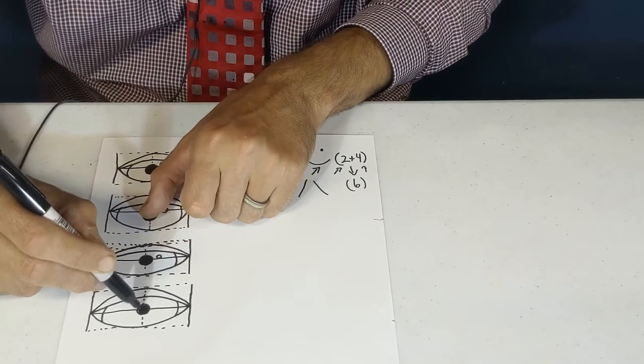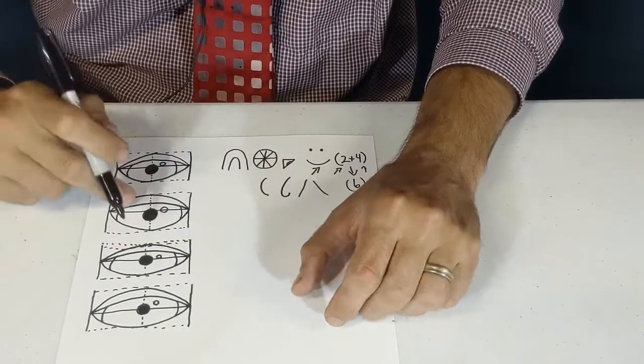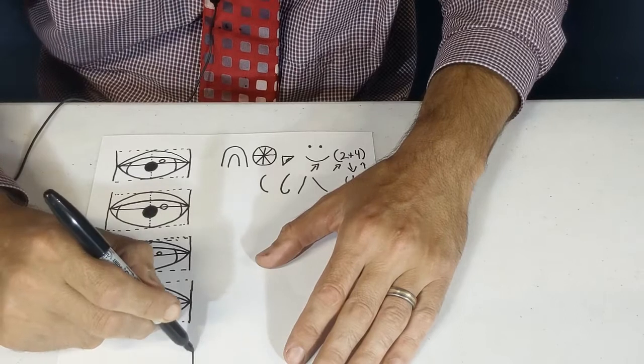Circle, circle. Okay, 1, 2, 3, 4. Let's do our fifth one.